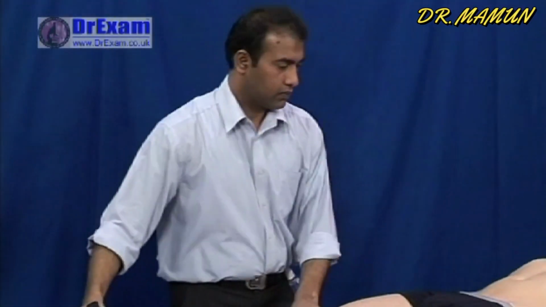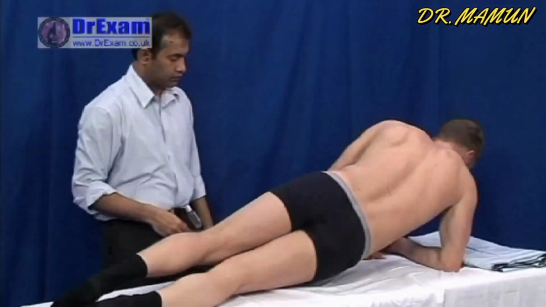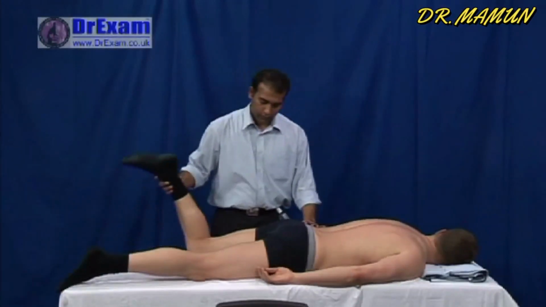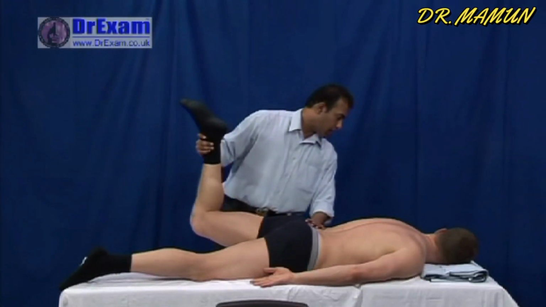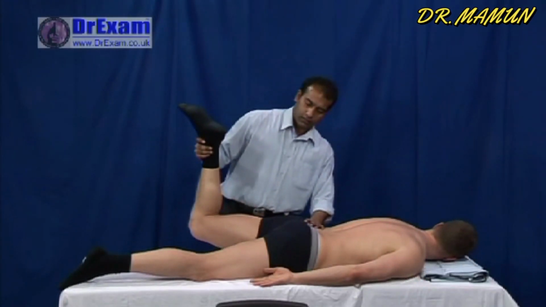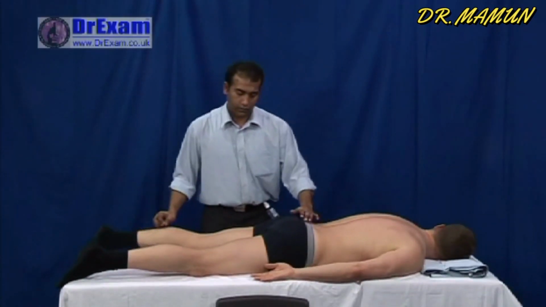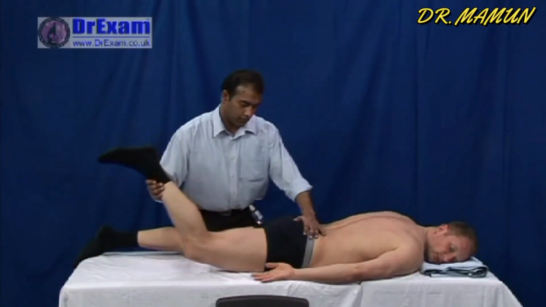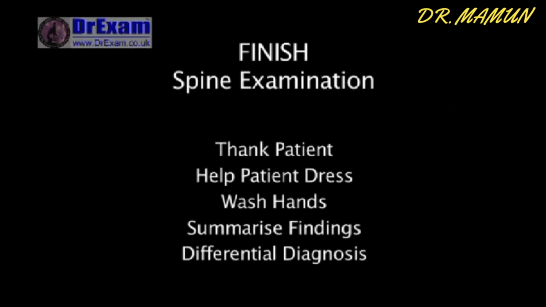Now lie the patient prone. Ask the patient to flex their knee to 90 degrees and lift the ankle up, perpendicular to the couch. This is the reverse Lasègue test or femoral stretch test. Repeat this on the other limb. Back or thigh pain suggests femoral nerve root compression.